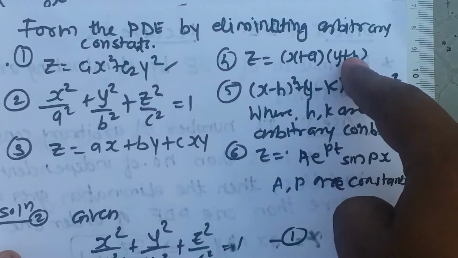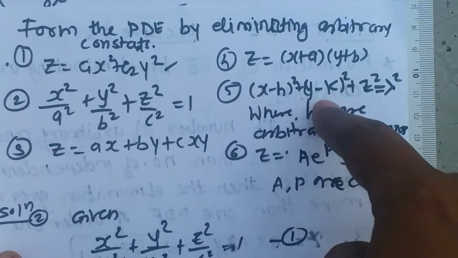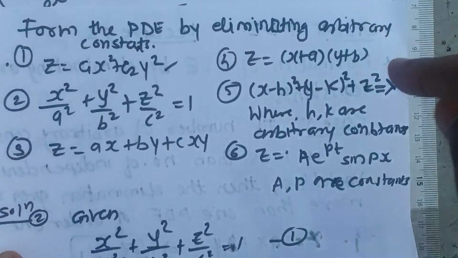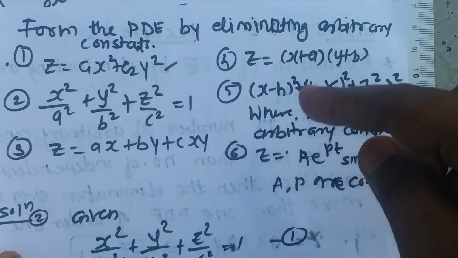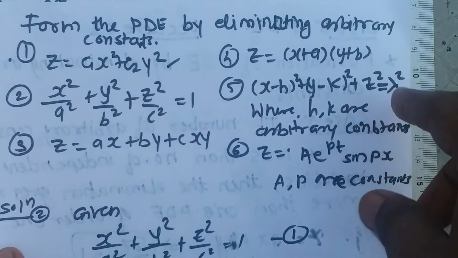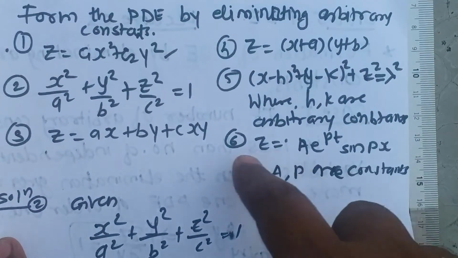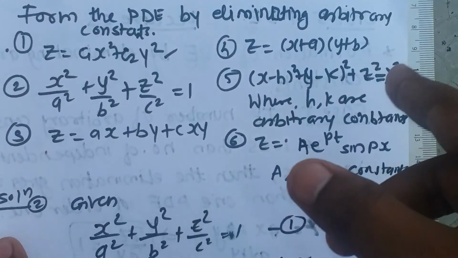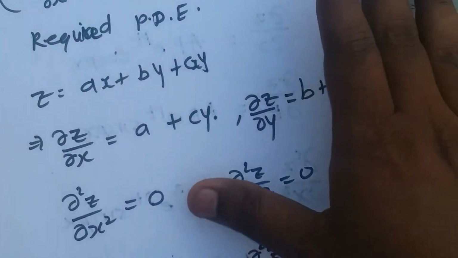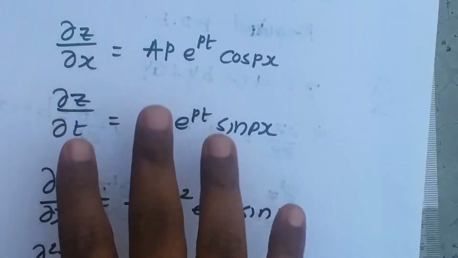Now this you can do at home on your own. This is also something you can do. This is like the previous video problems: two arbitrary constants, differentiate with respect to x, with respect to y, and try to get the solution. The last one I am going to take for you, the sixth one. Here I am having two arbitrary constants. Still we get a second order partial differential equation. Let us see how. I have solved that problem for you.